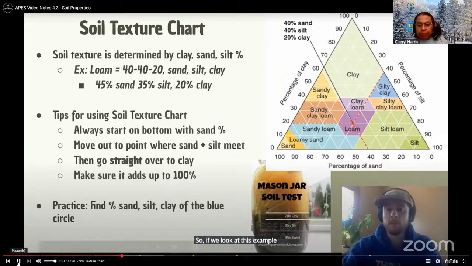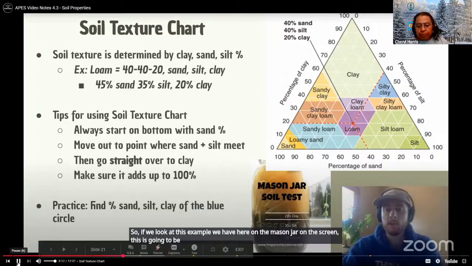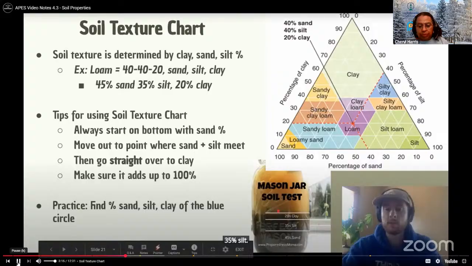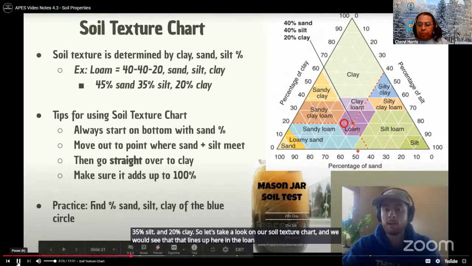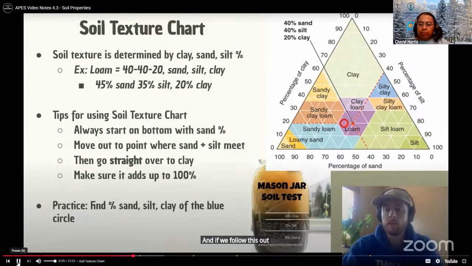So if we look at this example we have here in the mason jar on the screen, this is going to be 45% sand, 35% silt, and 20% clay. So let's take a look on our soil texture chart, and we would see that that lines up here in the loam category. And that's because we have 45% sand. Then if we follow this out here, 35% silt. And then if we were to follow this over, we'd have 20% clay. So this soil would be categorized as a loam soil.